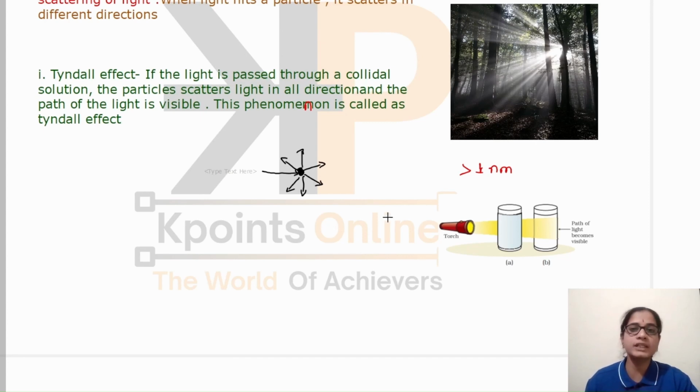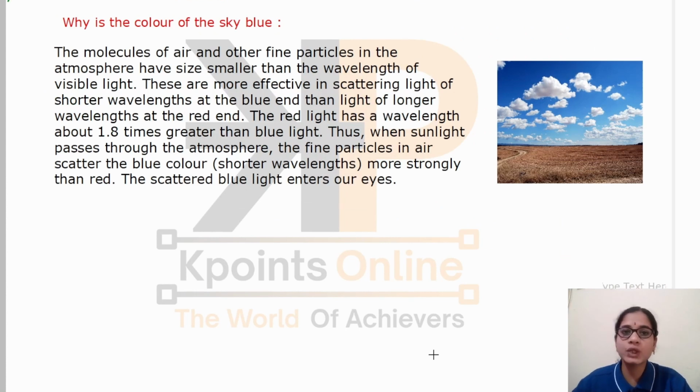This is the most familiar example of scattering of light. The blue color of the sky can be explained based on the scattering of light. One thing you have to understand in the scattering of light is that the color of the scattered light depends on the size of the particles. Very fine particles are effective in scattering light of shorter wavelength, whereas larger particles are effective in scattering light of longer wavelength.